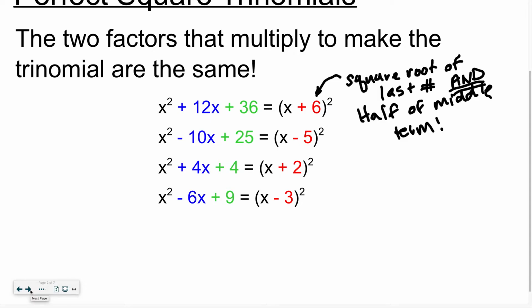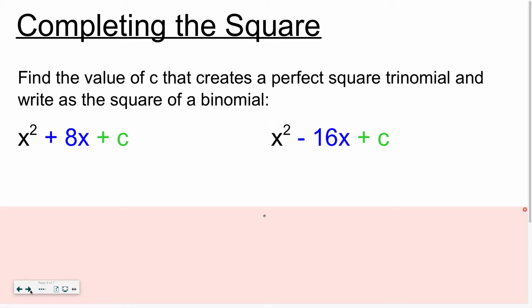Okay, so there are going to be some problems on your homework that are going to be simple and just ask you to complete the square. Eventually we're going to move in the next few examples to solve by completing the square, but this is just like, can you practice the skill of finding the number that completes the square? So it says, find the value of c that creates a perfect square trinomial and then write it as the square of a binomial. So that's that group of parentheses being squared. So you have two terms inside. So we've got x squared plus 8x plus c. And we have x squared minus 16x plus c.